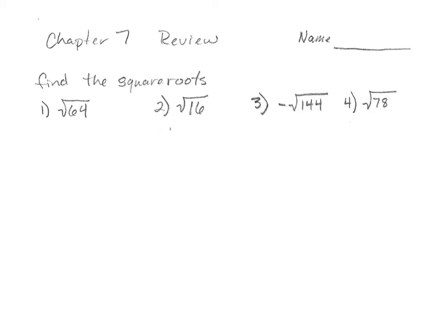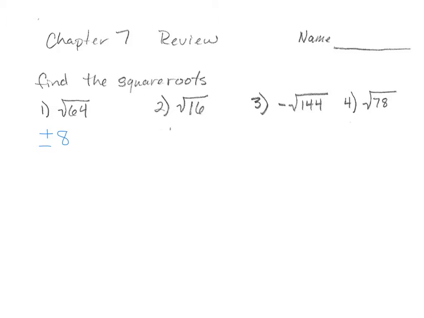Number 1 says find the square roots. So we're going to find the square root of 64. And to find the square root of 64, we're going to use a calculator. And you would just plug this in, or maybe you know this one off the top of your head. What times itself equals 64? The answer would be positive and negative 8.